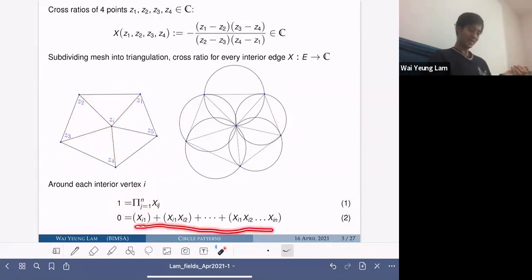And then if you take this summation, then you will get zero. So what does it mean? This equation just tells you that the holonomy around each interior vertex is the identity map.